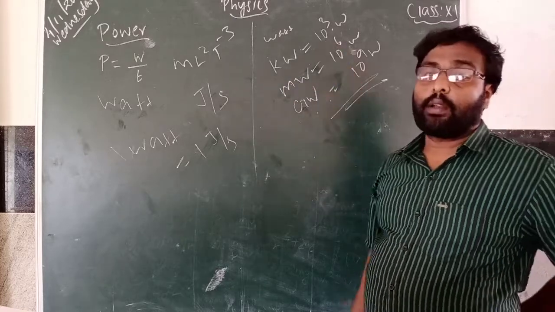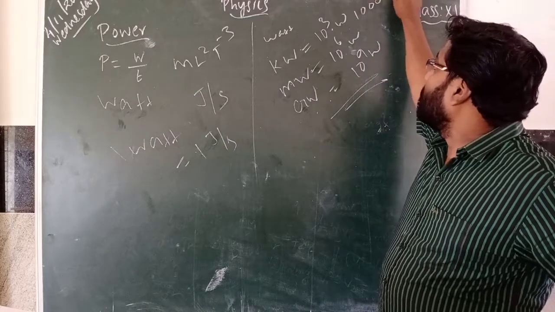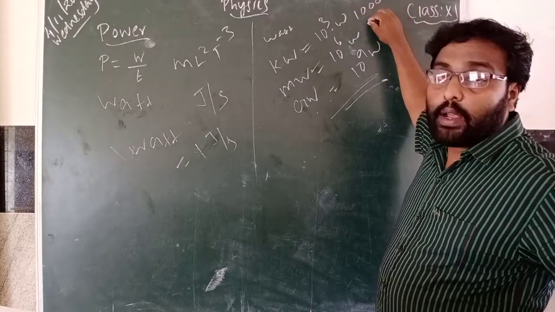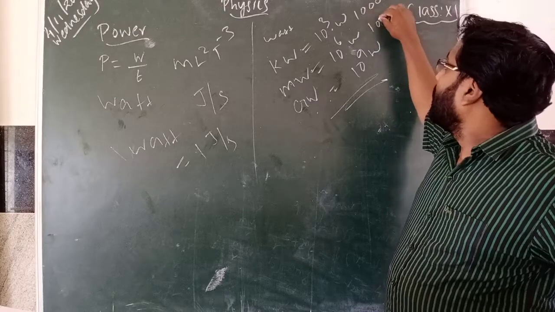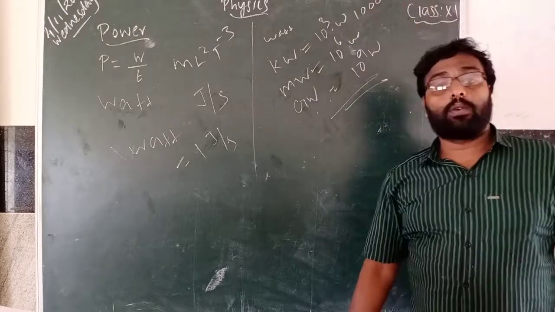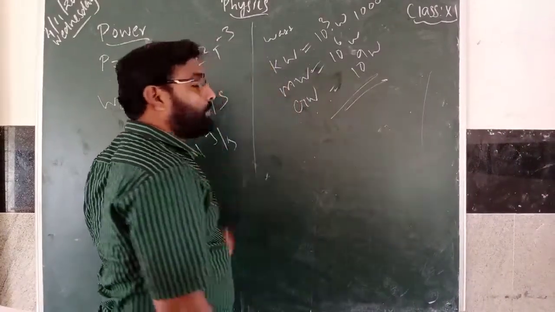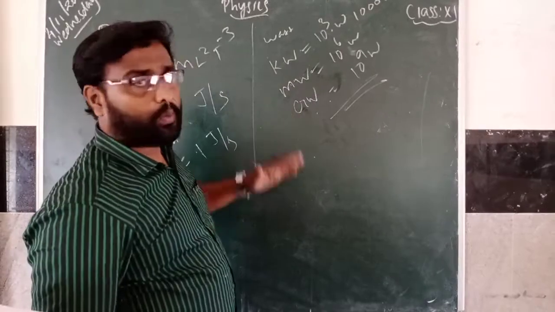Kilowatt means what? 10 to the power 3 watt. 1 kilowatt is equal to 1000 watt. 1 megawatt is equal to 10 to the power 6 watt. 1 gigawatt is equal to 10 to the power 9 watt. Now this is the power.